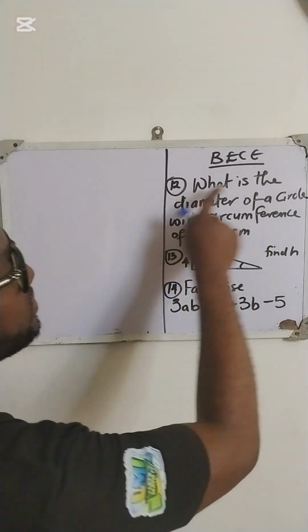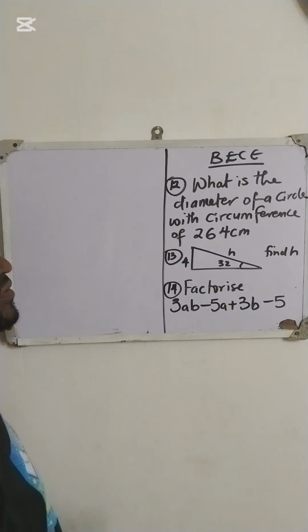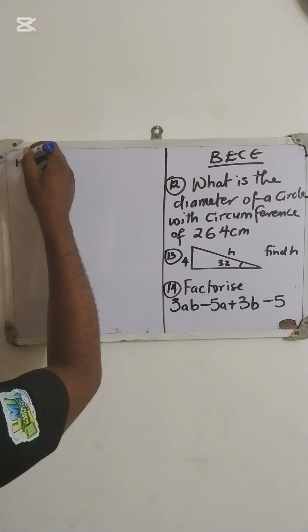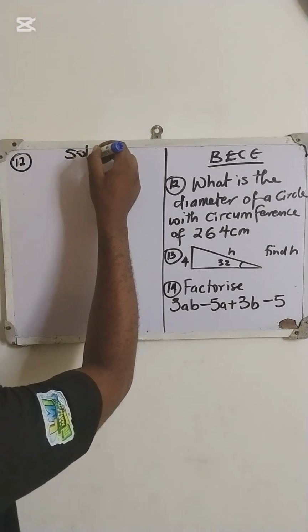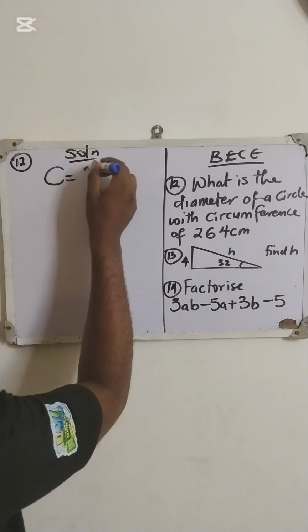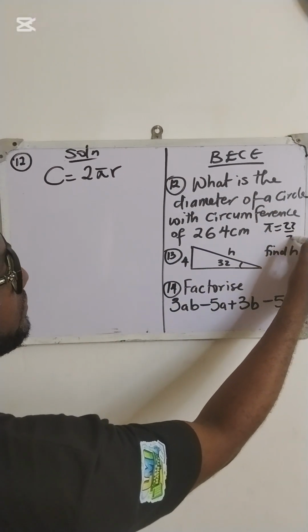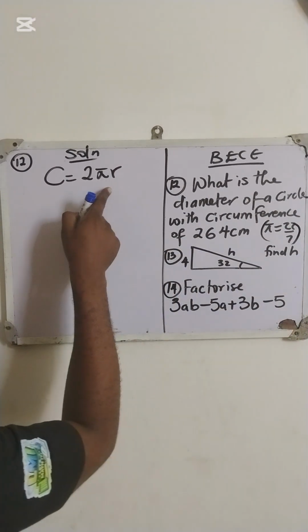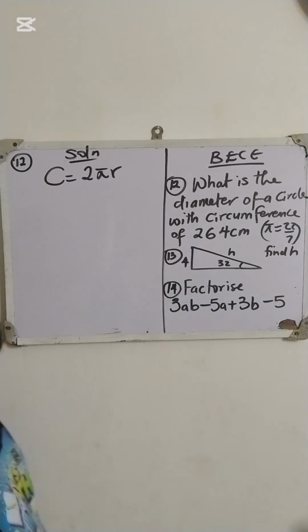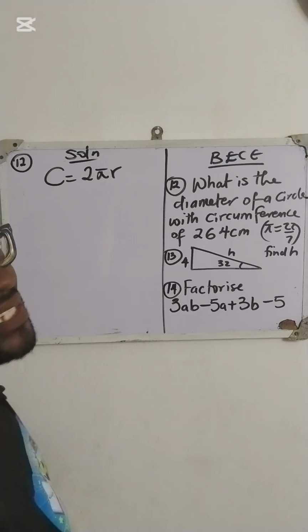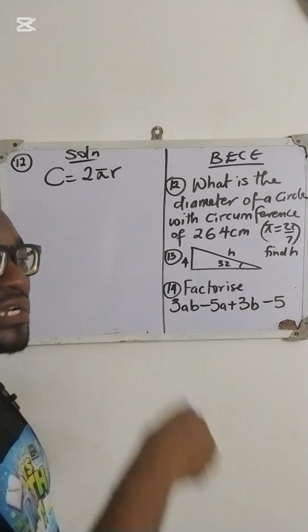All right, the question says, what is the diameter of a circle with the circumference 264? Remember the circumference of a circle is 2 pi r. So we are taking pi to be 22/7. Circumference is just another word for perimeter in other shapes, but we call it circumference for a circle.